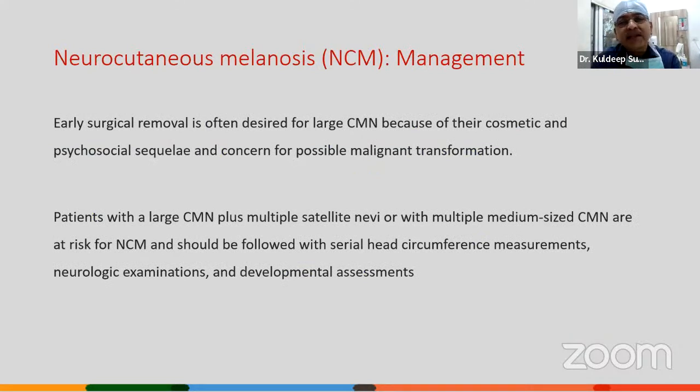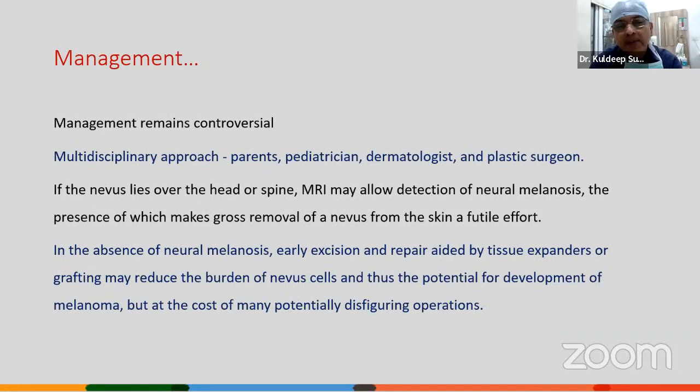And how do you manage this kind of CNS or neurocutaneous melanosis? An early surgical removal is often desired, number one. And patients with large CMN plus multiple satellites like the one which I presented now should be followed with serial head circumference measurements, neurologic examinations, and developmental assessments. But how do you manage? Now, management, as I saw in a couple of books, remains extremely controversial, so much so that some of the texts want you to have early excision and repair aided by tissue expanders and grafting and so on and so forth. I wonder if any of us are doing that here, at least in Nagpur.